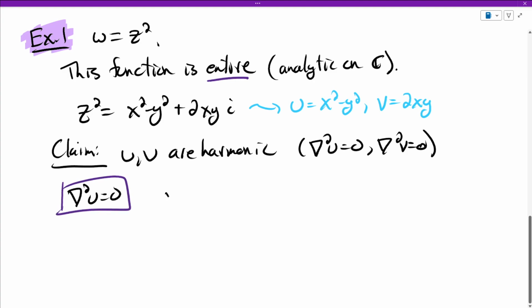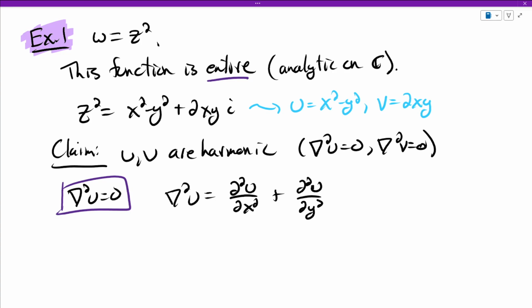So nabla squared u is partial squared u partial x squared, and the second derivative of u with respect to y squared. All right, so let's differentiate our u, which is x squared minus y squared, twice with respect to x. You're going to find that it's 2. And then we're going to differentiate u with respect to y twice. You're going to find, well, there's a negative sign, so it's going to be negative 2. 2 minus 2 is 0.